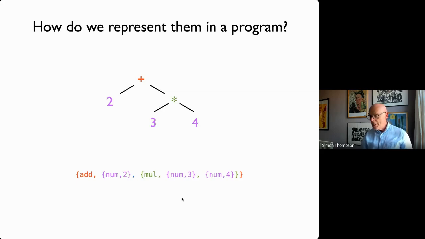So that's how, and then you can see if somebody gives you a piece of data like this, you can see just by looking at the first element what sort of data you've got. And as I say, in different languages, there might be built-in constructors which construct algebraic data types, but as it stands in Erlang, that's how we represent them.